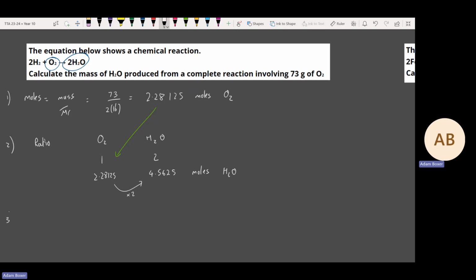And I now just need to finish it off by working out the mass, which is the moles multiplied by the mR. So in this case, it's going to be 4.5625 multiplied by the mR of H2O, which is 2 plus 16.